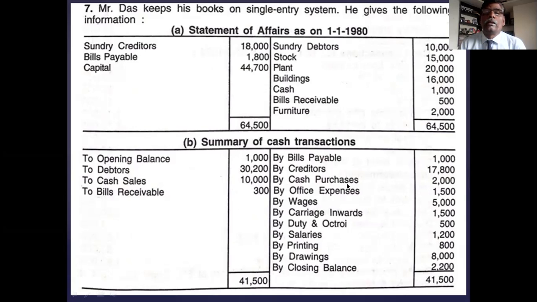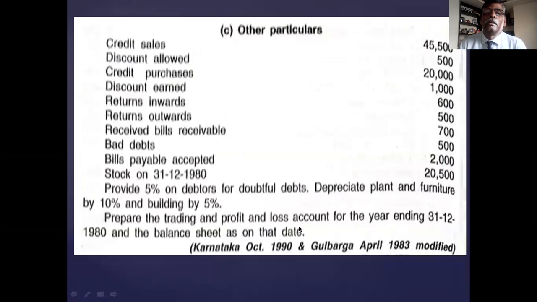There is no need of preparing the cash account. First, they are given the statement of affairs. Secondly, they are given the cash book. And thirdly, other information. This is the three set information given for you people for the conversion of single entry system to double entry system of bookkeeping.